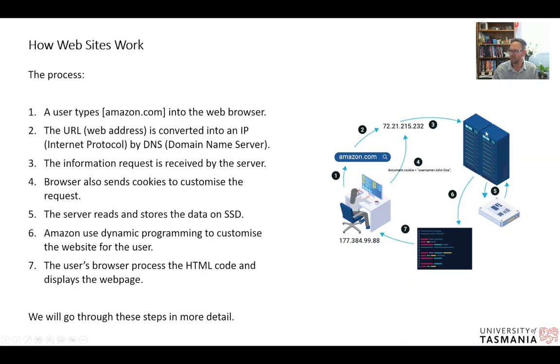With that information, the server reads and stores this data on a solid state drive, SSD, which is effectively a hard drive, right? And then Amazon, because it's a big company that specializes in a lot of tech, uses dynamic programming to customize the website for the server. And that's where the cookies come in. Because now the server that's running the website knows who's making the request and what your preferences are. So on their server, they're going to customize a web page for you. It's going to have your name at the top, automatically log you in, and have up on the website a list of products which the computer has generated to think that you might be interested in.